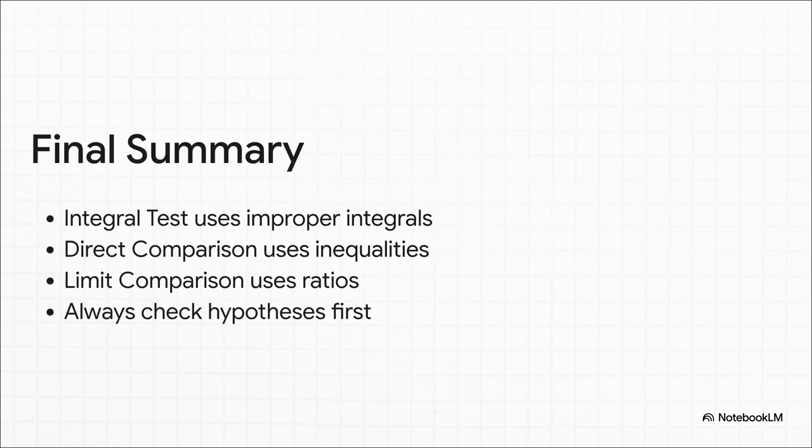So let's do a quick rapid-fire recap to lock this all in. The integral test swaps your series for an improper integral. The direct comparison test relies on establishing strict, solid inequalities. The limit comparison test cuts through the algebraic mess by analyzing ratios. And listen to me on this one. Above all else, always check your hypotheses and prerequisites before applying any theorem. Skipping those prerequisite checks is a fatal error that will inevitably lead you down the wrong path.